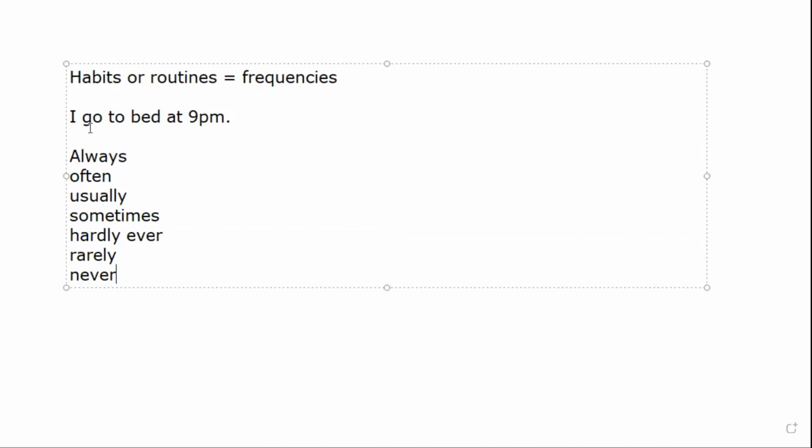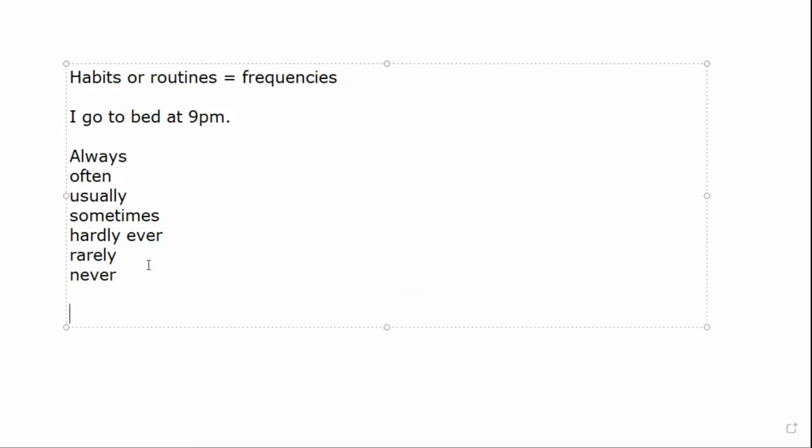Onde é que eu coloco a frequência? Aqui. Você diz a frequência antes da tua ação. I always go to bed. I often go to bed. I usually go to bed. I sometimes go to bed. I hardly ever go to bed. I rarely go to bed. I never go to bed. Começando do que você faz mais, 100%, até o que você faz menos. Nunca, que é 0%. Certo?